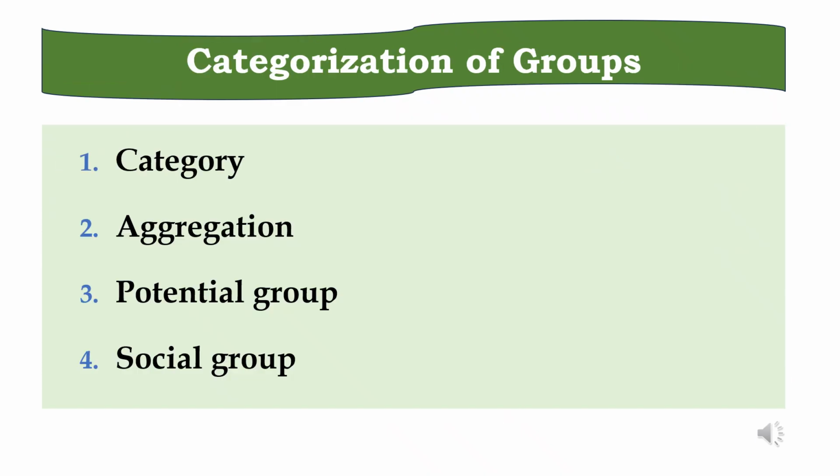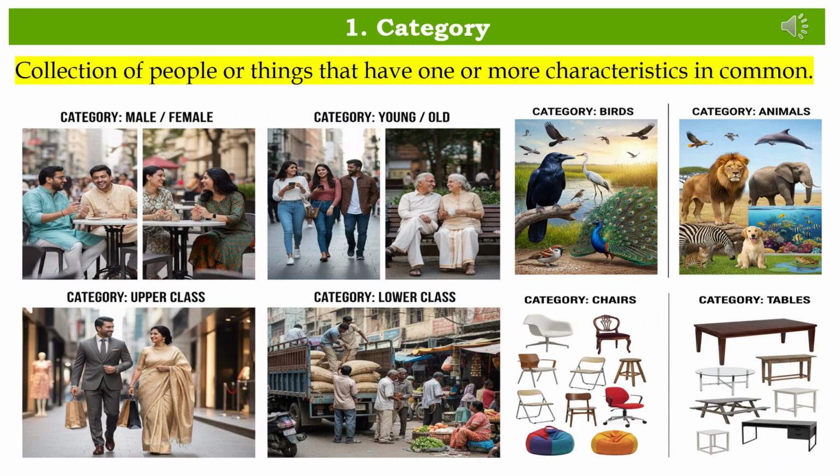Categorization of groups. Groups can be categorized into 4 types: 1. Category, 2. Aggregation, 3. Potential group, and 4th one is social group. 1. Category. A category refers to a collection of people or things that have one or more characteristics in common. This shared feature makes them different from other groups that have different characteristics.